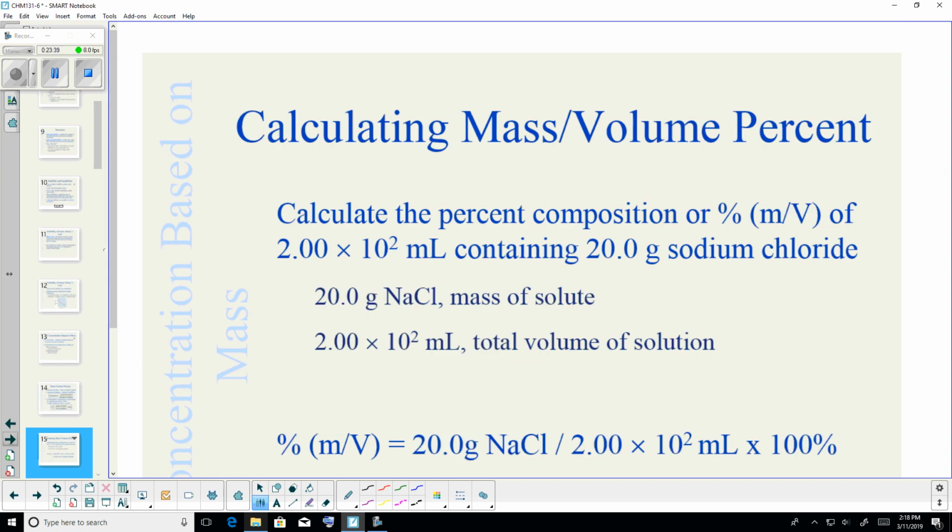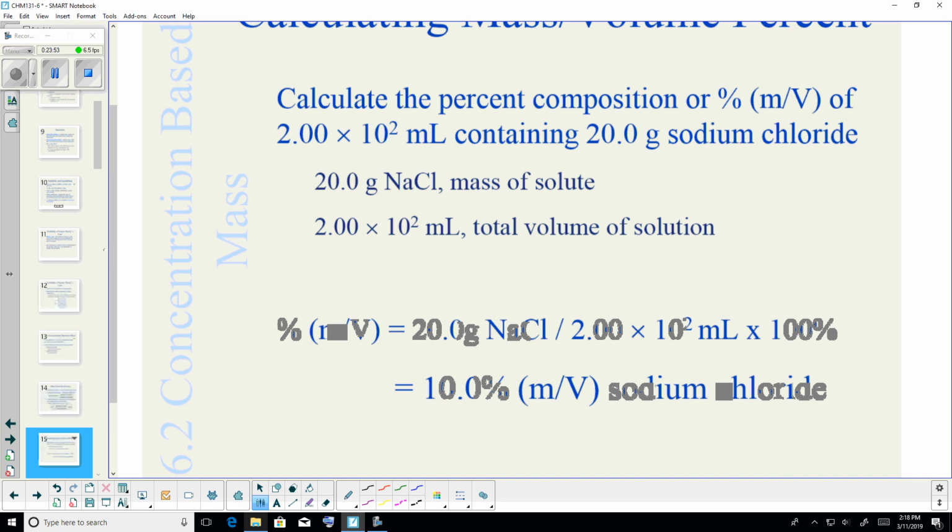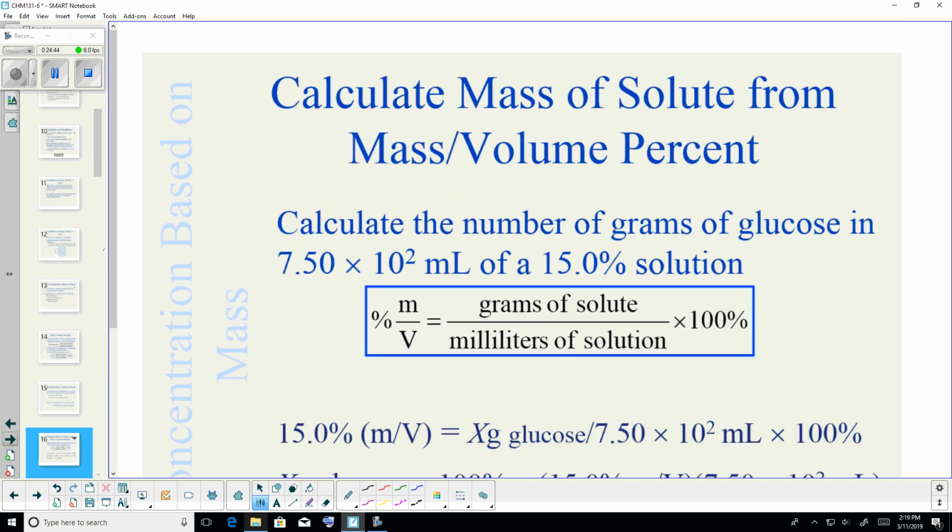So calculate the percent composition, percent mass volume, of 200 mils containing 20 grams of sodium chloride. So it's 20 divided by 200 times 100. 10%. So you may see this a lot on, let's say, cough syrups. Okay, so that's percent mass volume.